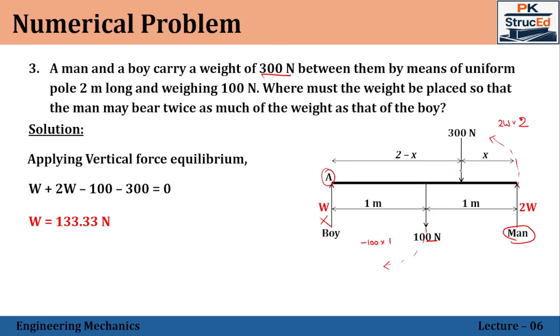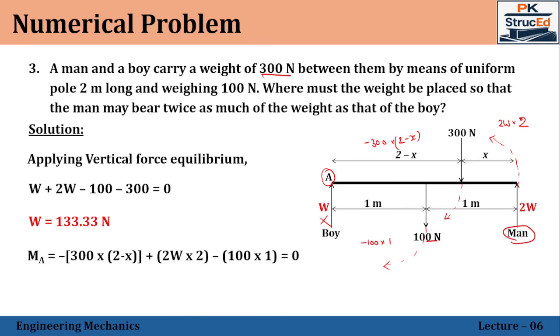Now moving on with the 300 Newton force. The 300 Newton force is acting in the downward direction. If I rotate the force about the point A, it tends to rotate in the clockwise direction, so that will create a negative moment. The value of that moment will be minus 300 into the horizontal distance between the line of action of the force and the point A, that is 2 minus x. So minus 300 into (2 minus x) plus 2W into 2 minus 100 into 1 will be equal to 0. Solving this, you can get the value of x. So x is 0.55 meter.